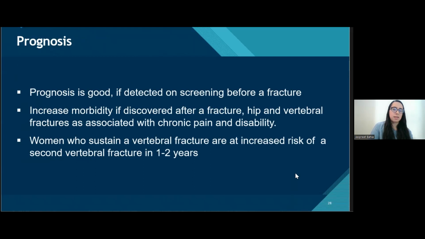And another thing that I'd really like to emphasize to all of you is osteoporosis tends to be severely undertreated. One study that I looked at depicted only 12% of women received post-fracture treatment 6 months after sustaining a fracture. So we can obviously do better than this. So just something to keep in mind.